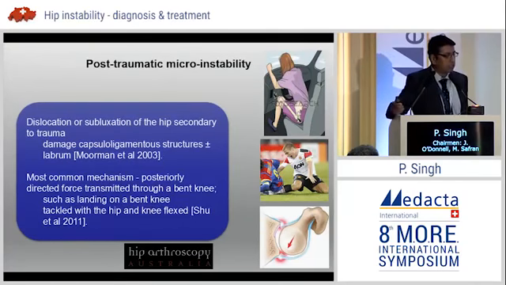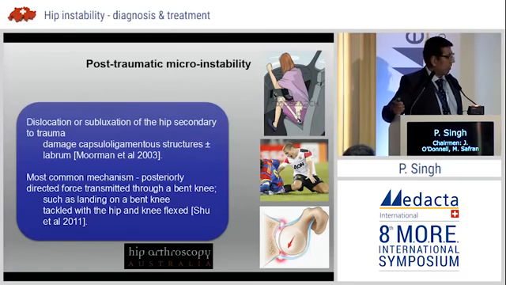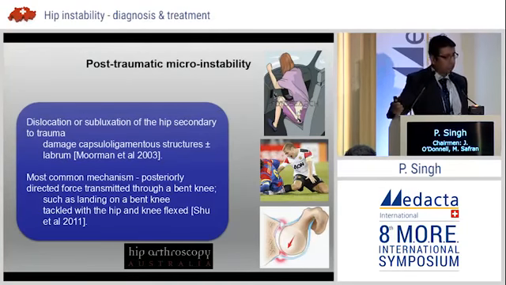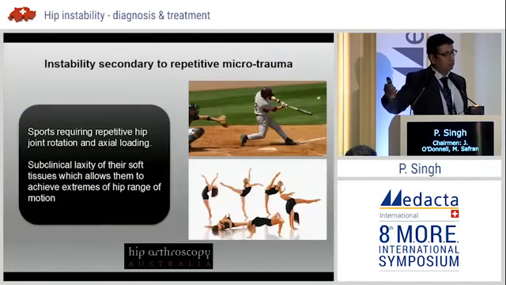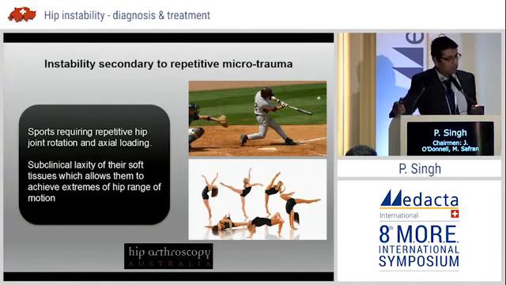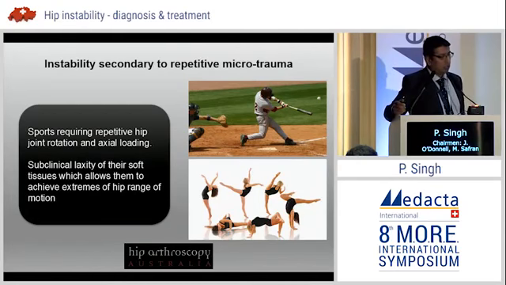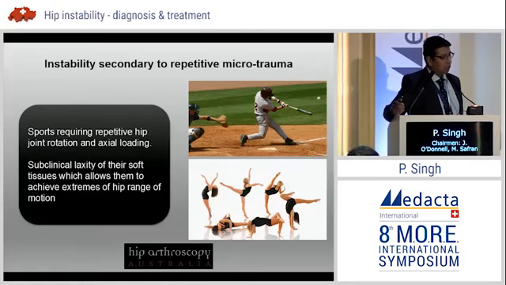Post-traumatic microinstability occurs in the presence of a knee dashboard injury that can push the head posteriorly, or in sports, landing on the knee with the knee flexed, adducted and internally rotated. This can lead to a posterior force damaging the posterior structures. And instability in the presence of elite sports, so repetitive axial rotation and loading can lead to microinstability.